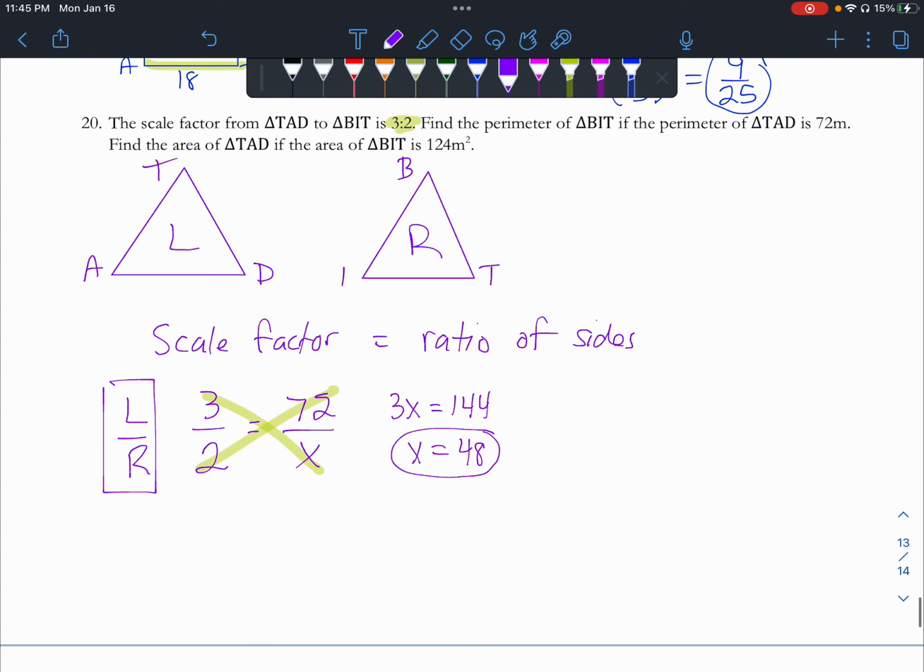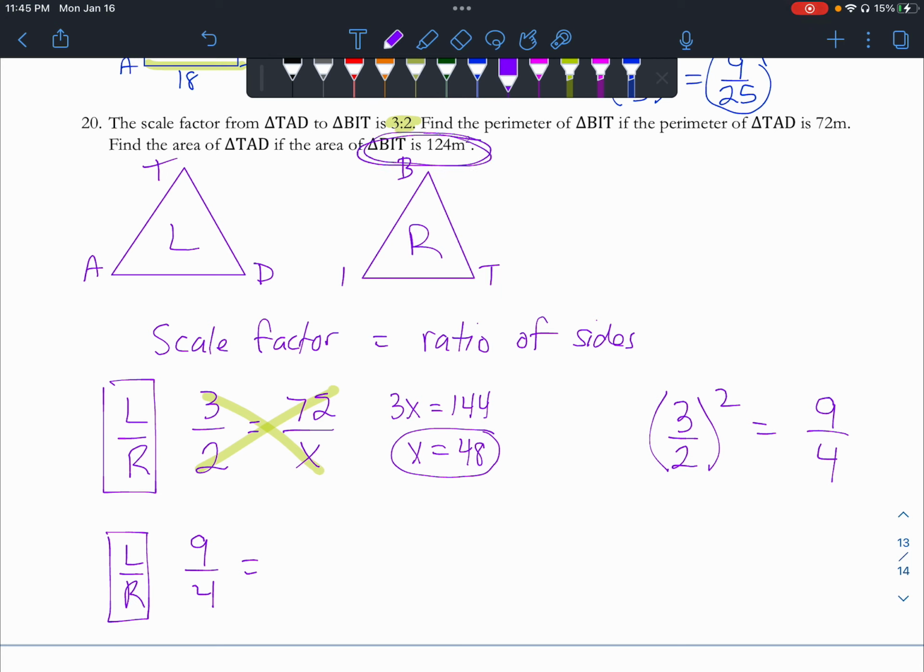What about for the areas? Separate calculation here. But we actually have to do a little bit of work. If the ratio of their sides is 3 to 2, I know the area is that squared. So I need to end up with a 9/4 ratio for their areas. So once again, I start with the fraction that only has numerics. Just be careful of this one. They're telling you the second triangle, the one on the right, has an area of 124. Just be careful that goes in the correct place in your fractions.